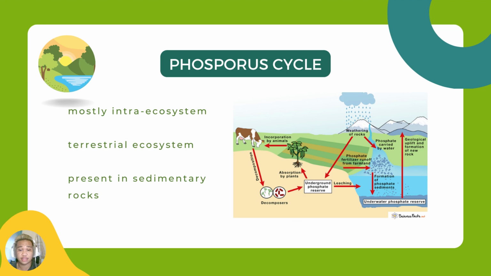Microorganisms degrade plants and animals. Organic phosphorus is transformed into inorganic and returned to soil and water. Soil and water become sediments and rocks, which weather to release phosphorus, and then the phosphorus cycle restarts.